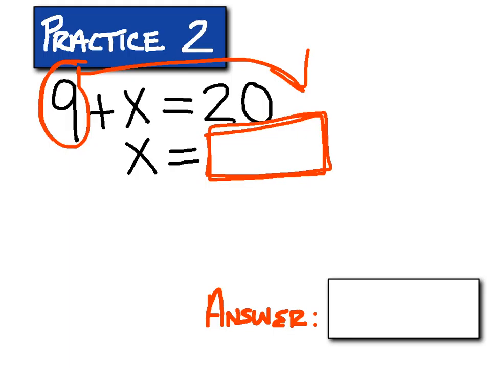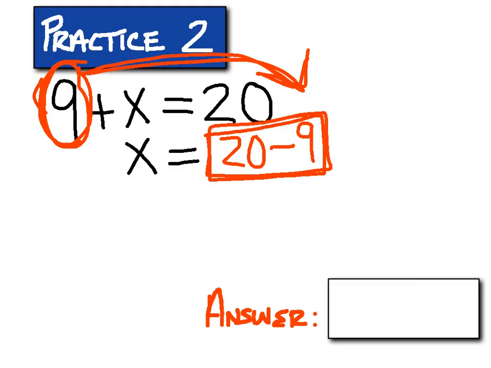Okay, some of you guys are still forgetting when we move the number. When you switch sides, then it needs to change its sign. It's positive on this side. So when we move it over, it's going to be 20 minus 9. It's going to change to a negative.